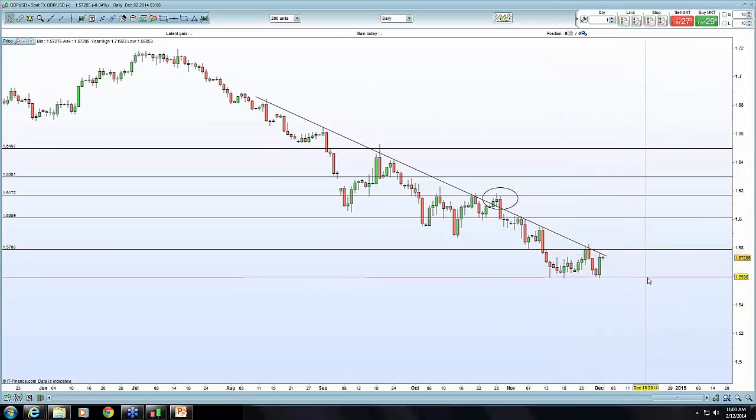Of course, if it breaks a new low, same thing for euro dollar, the downtrend will most probably continue. But as long as we consolidate above, pay attention to the key resistance levels.